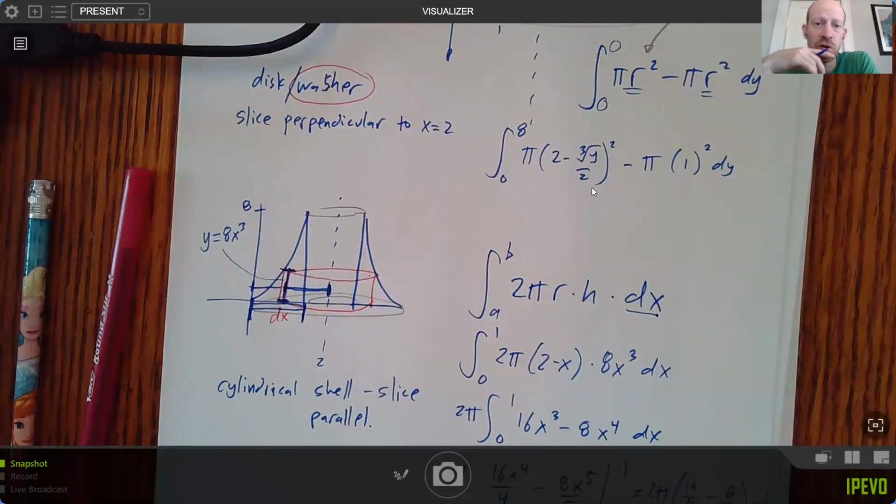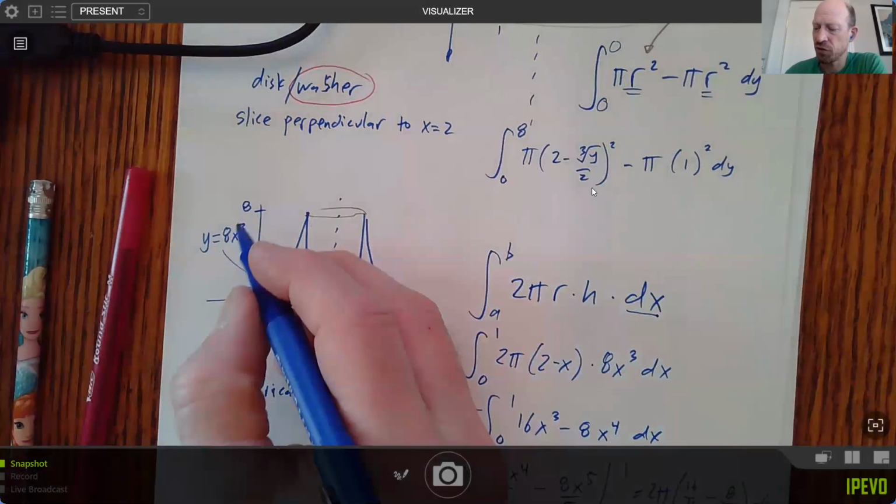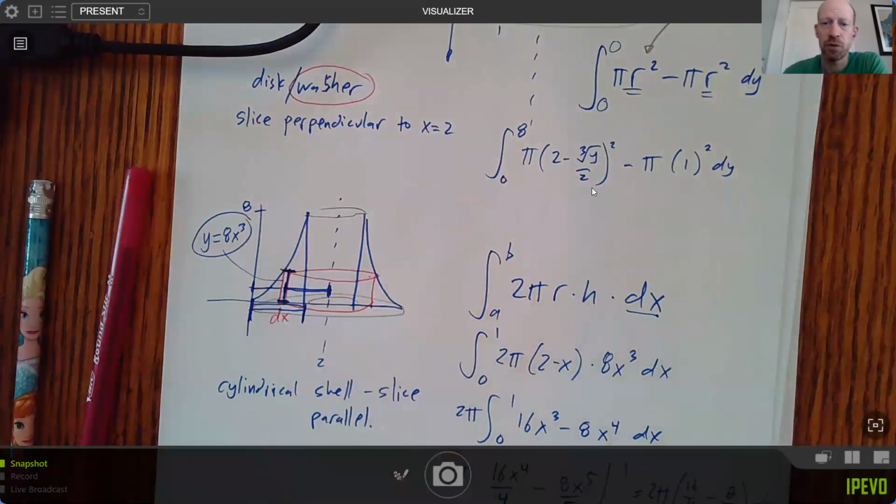You don't always know when you start a problem which of the two methods will be better for you, but the first clue is the way the function's written. So when the function is written y equals a function of x, that means dx is going to be easier. If it's x equals some combination of y, that means dy is going to be easier. It's not a guarantee, but it's a pretty strong clue.